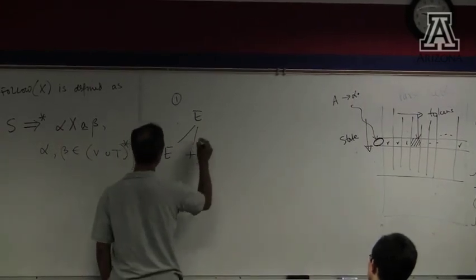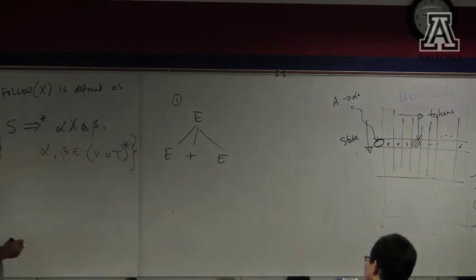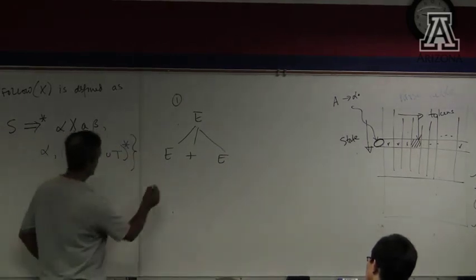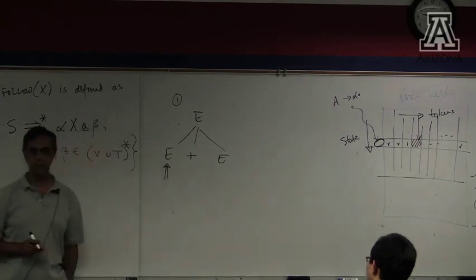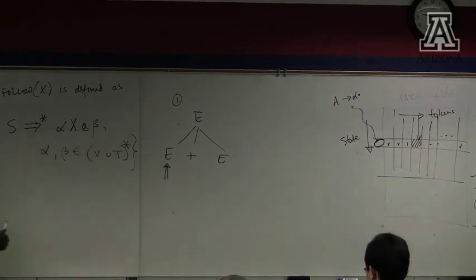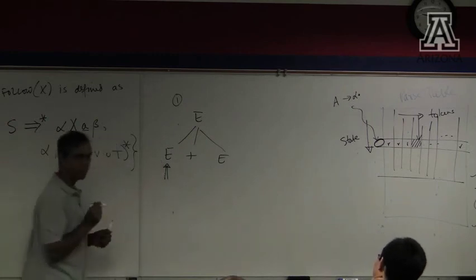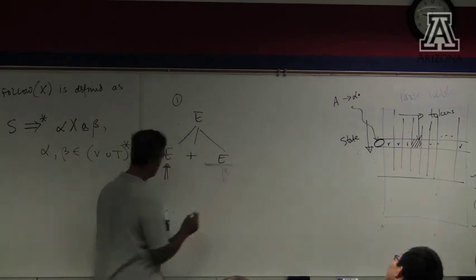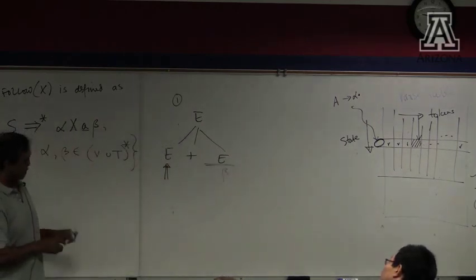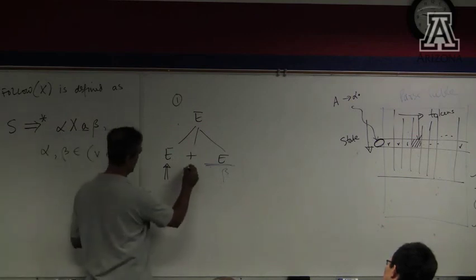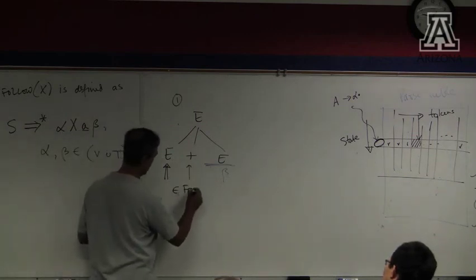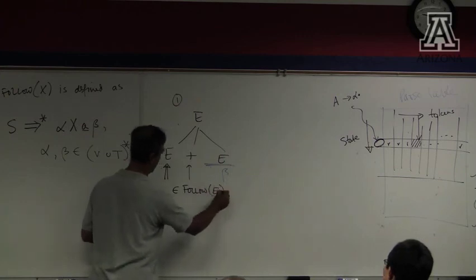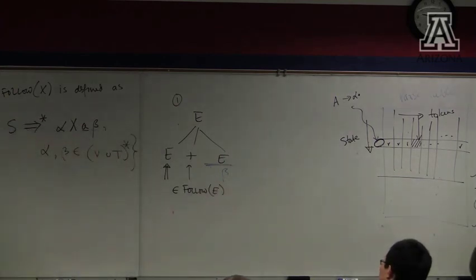E goes to e plus e. So here's the grammar symbol that I'm talking about. There's alpha. That's the token, and this is beta. Okay? So this guy is in follow of E, right? But does plus always have to follow E in this grammar?